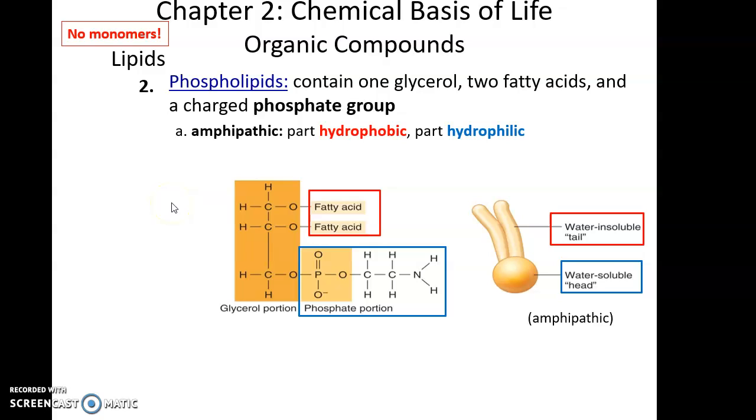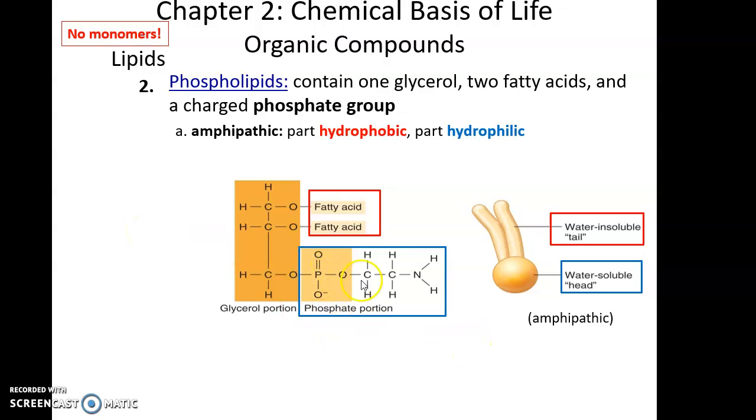All right, there's another kind of lipid called phospholipids. These are pretty common in living things. Again, they have the one glycerol portion. Then they have two fatty acid chains. And instead of a third fatty acid chain, they have a phosphate group. So a phospholipid has a glycerol bound to a phosphate group and two fatty acid chains. Here it is in cartoon form. Here's the phosphate head and the two fatty acid chain tails.